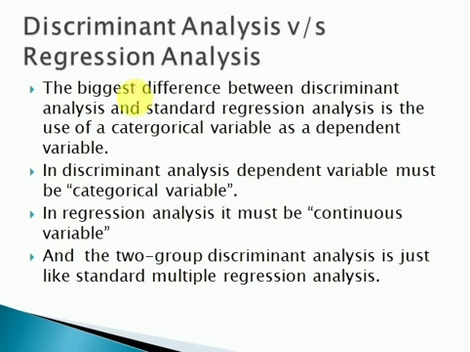Now, what is the difference between regression analysis and discriminant analysis? The main difference between discriminant analysis and regression analysis is the use of categorical variables as the dependent variable. In discriminant analysis the dependent variable must be categorical, but in case of regression analysis or ANOVA, the dependent variable must be a continuous variable, not categorical. So it is the main difference between discriminant analysis and regression analysis.